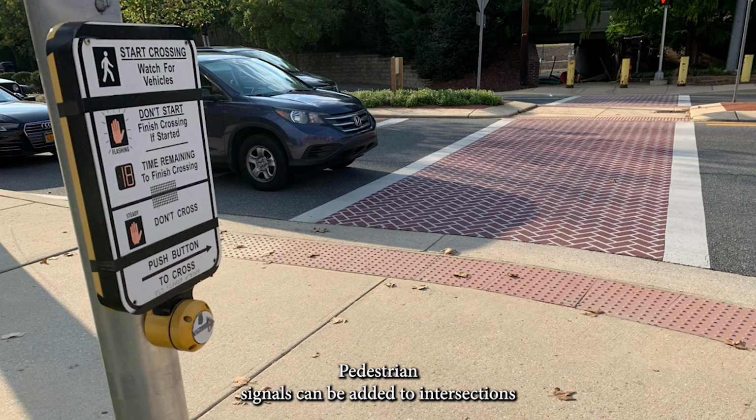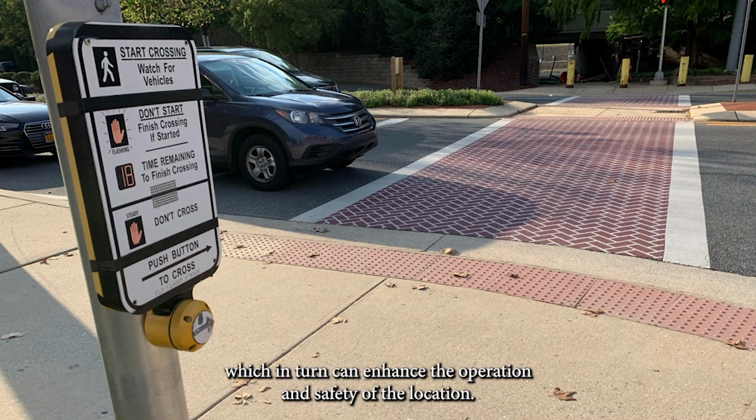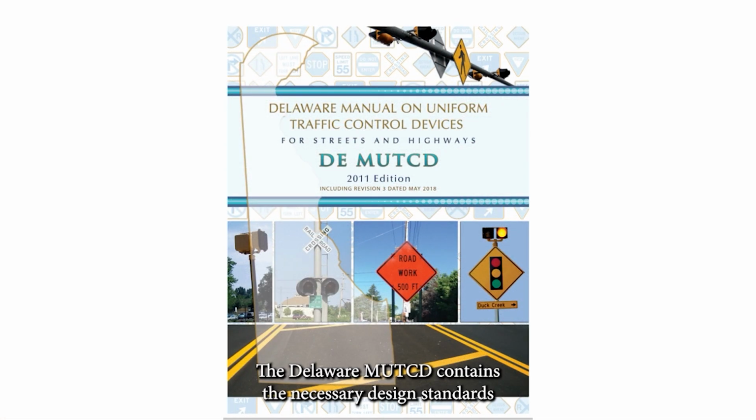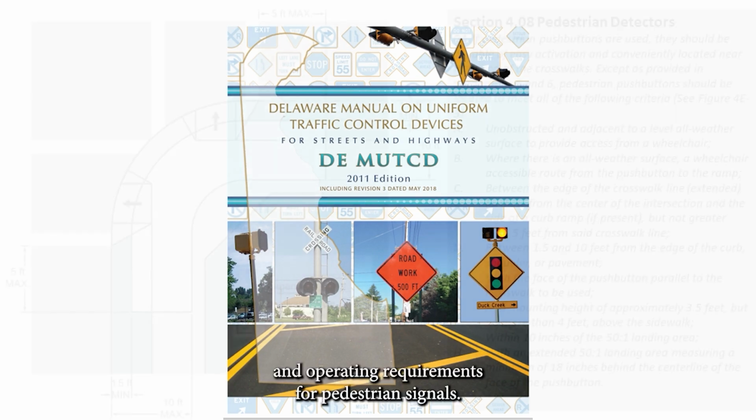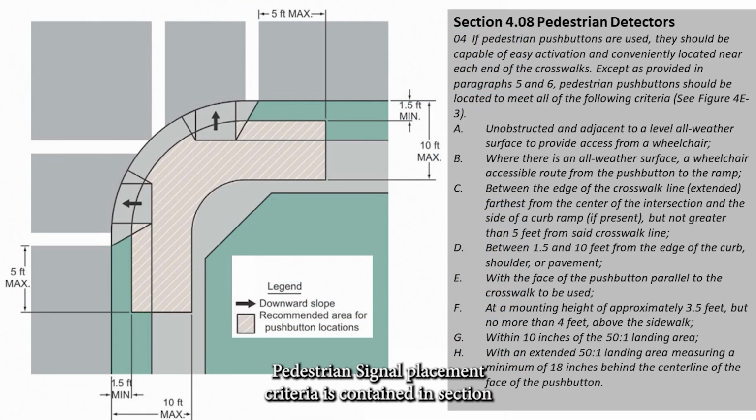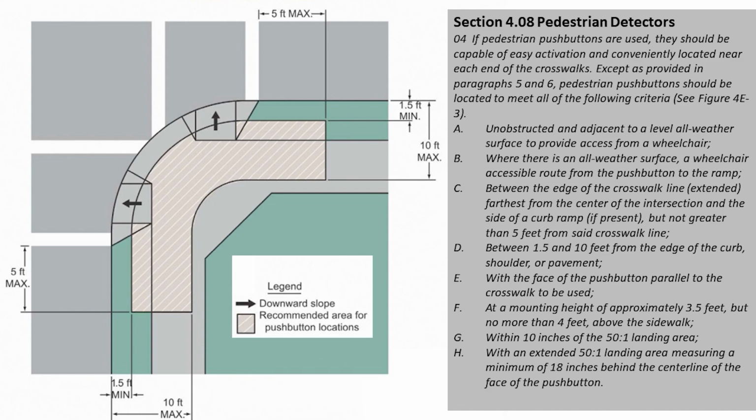Pedestrian signals can be added to intersections to provide additional clarity and predictability to users, which in turn can enhance the operation and safety of the location. The Delaware MUTCD contains the necessary design standards and operating requirements for pedestrian signals. Pedestrian signal placement criteria is contained in Section 4.08 Pedestrian Detectors of the Delaware MUTCD.